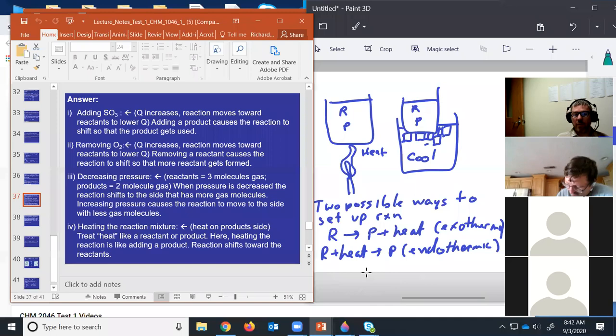But my suggestion is always look at the reaction and then treat the heat as either a product or a reactant depending on which side it's on. And if you're adding more heat, it goes to the opposite side. If you take away heat by cooling, it'll go towards that side.